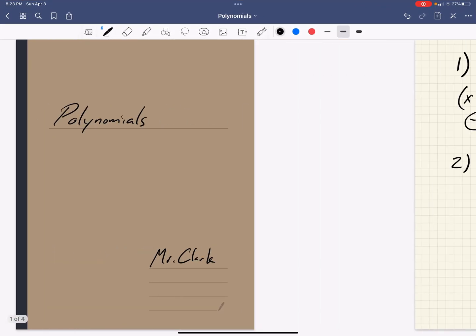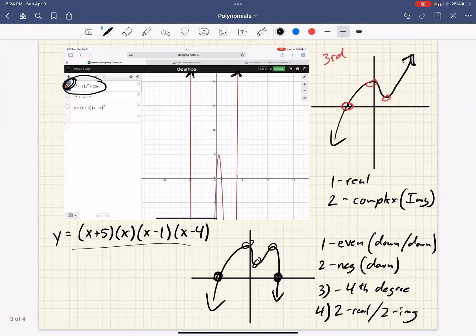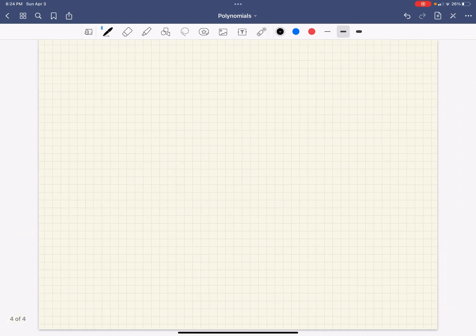I've given you a little bit of an idea on the initial stuff we talked about with polynomials, right? So degree, terms, odd, even. We even jumped into some types of roots, right? Like single, double. So singles are just going to pass right through the x-axis. Doubles are going to bounce.